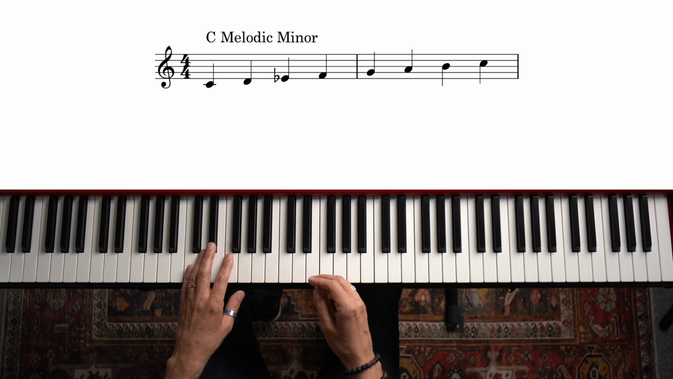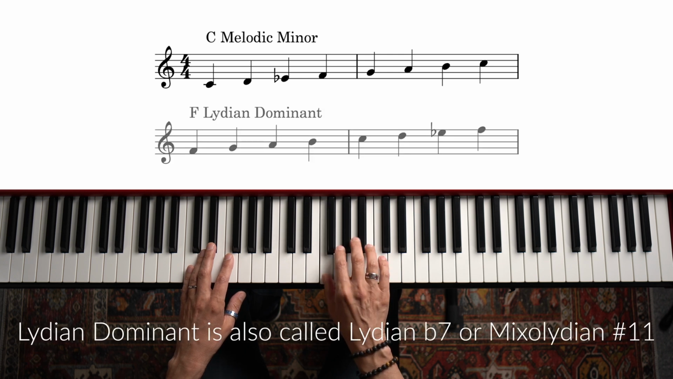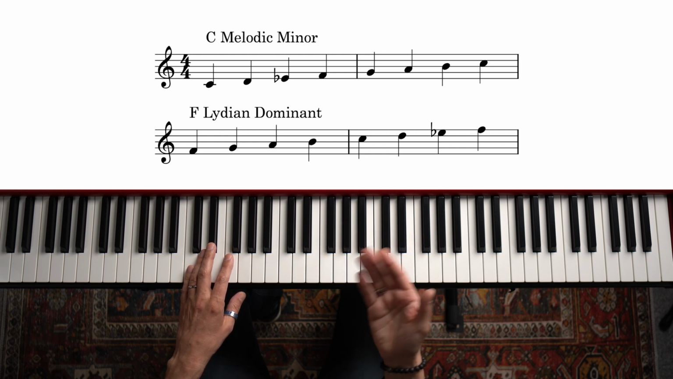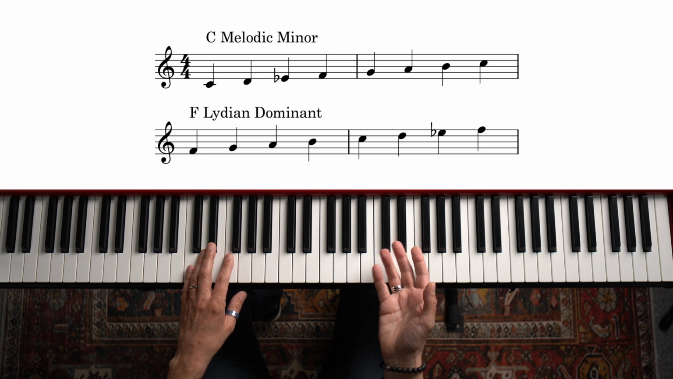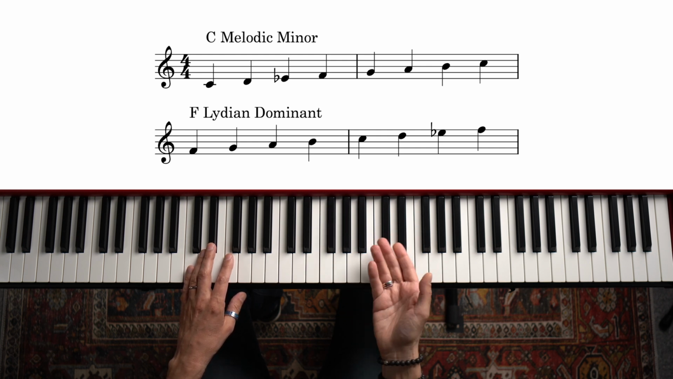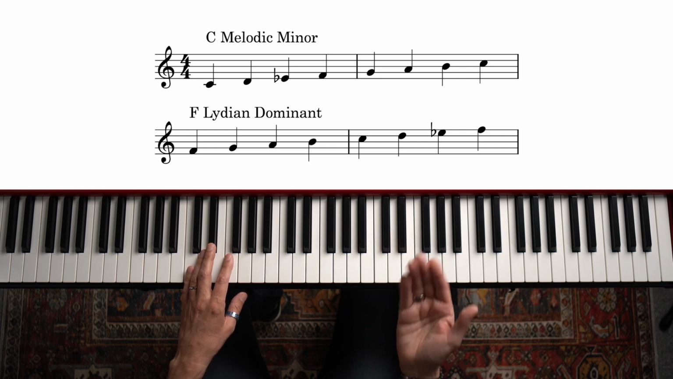Here's a C melodic minor scale. And here's an F Lydian dominant scale. Notice that they both contain the same 7 pitches. The only difference is the starting note. The C melodic minor scale runs through this series of notes from C to C, and the F Lydian dominant scale runs through them from F to F. So instead of thinking of F Lydian dominant as a separate scale, we can just think of it as the 4th mode of the C melodic minor scale.